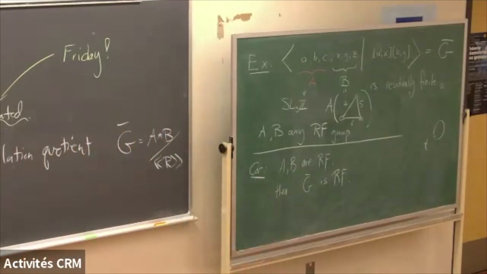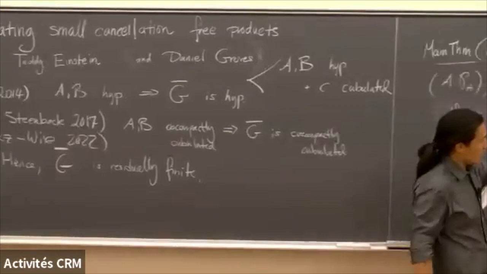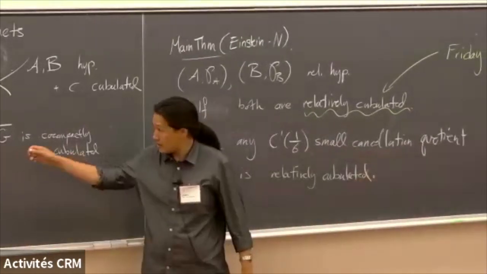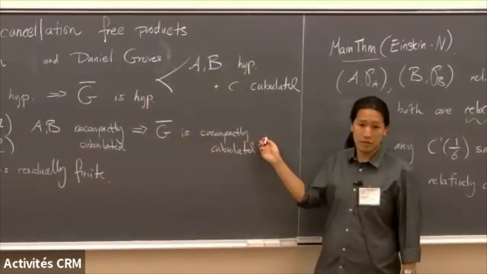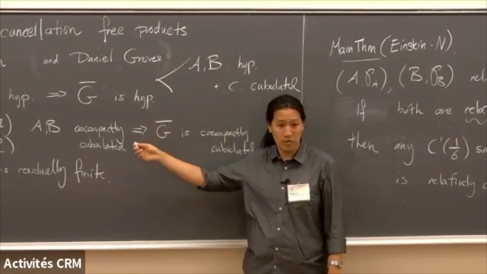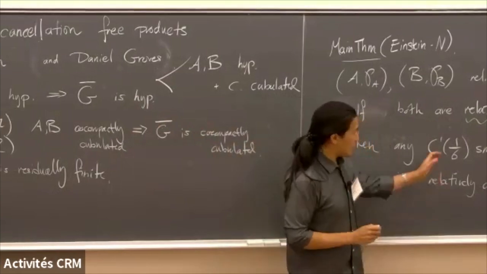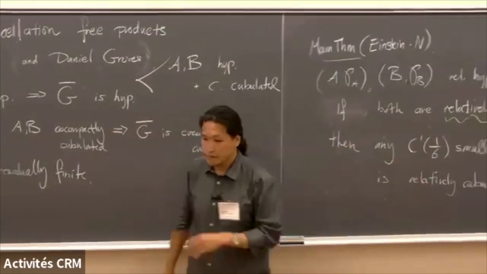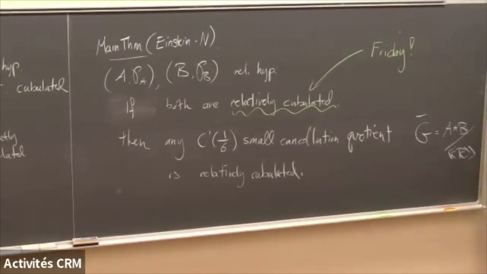Martin and Steenbock were working exactly in this setting of small C prime 1/6 free products, and that's their result. Their result is that if you start with something cocompactly cubulated, you get something cocompactly cubulated. Also, there's a properness assumption here. Cubulated to me means properly cubulated, which is different than the setting here. So we have to deal with improperness. Corollary of the main theorem.